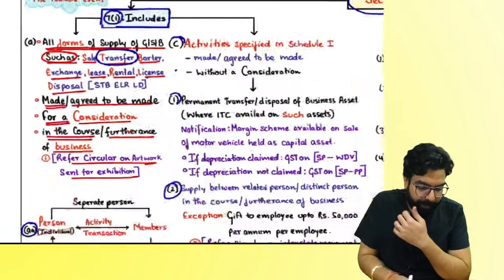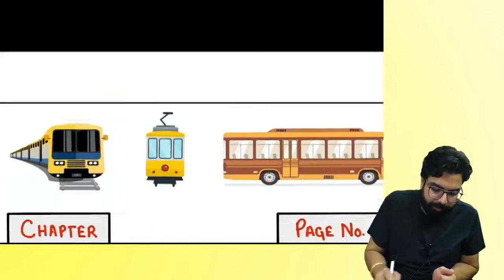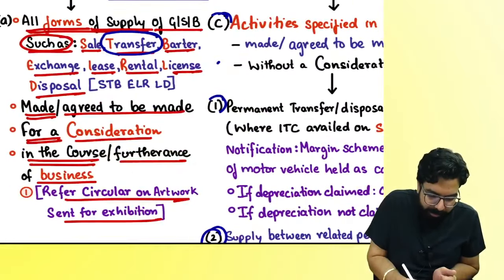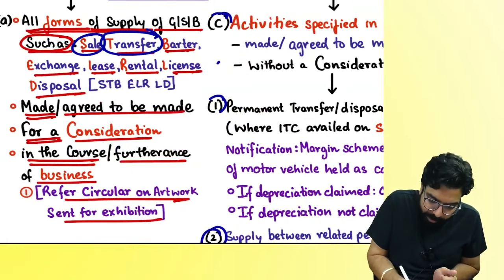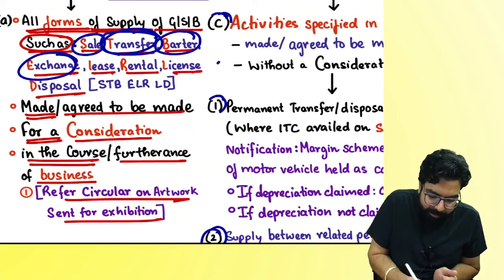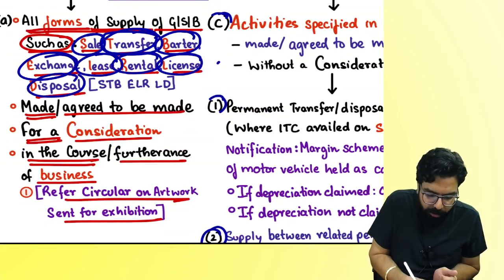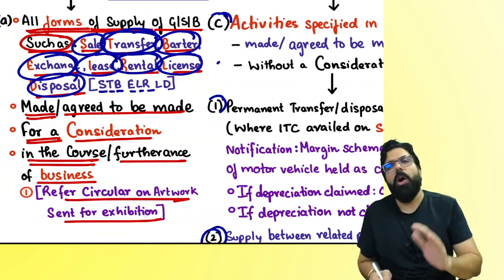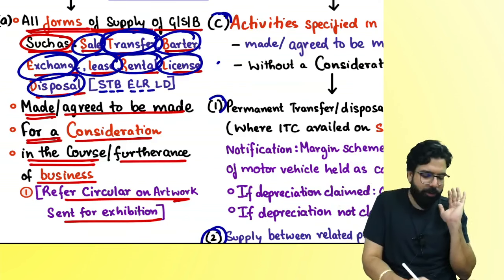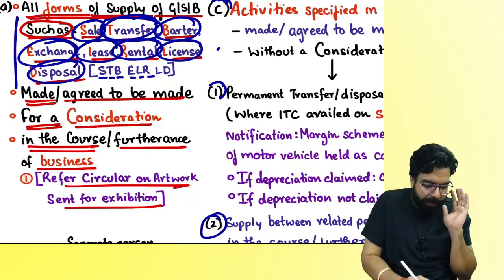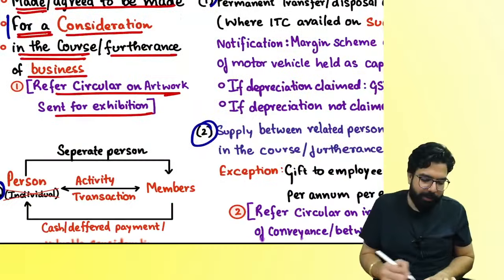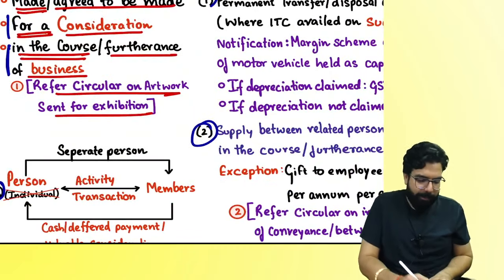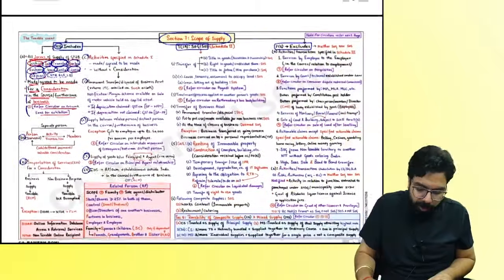Everyone over here. Remember, there are three things. One is sale, transfer, barter, exchange, lease, rental, license, disposal, whatever name you give. It just has to be an activity done for a consideration and it has to be in the course of business. I've given one circular also which I've taught you.